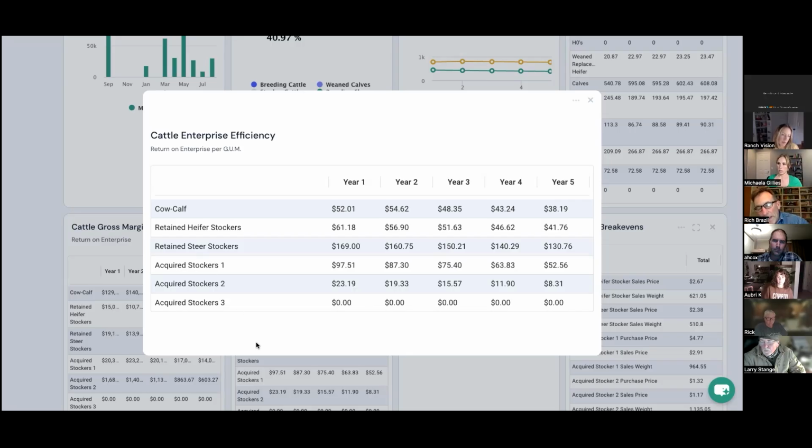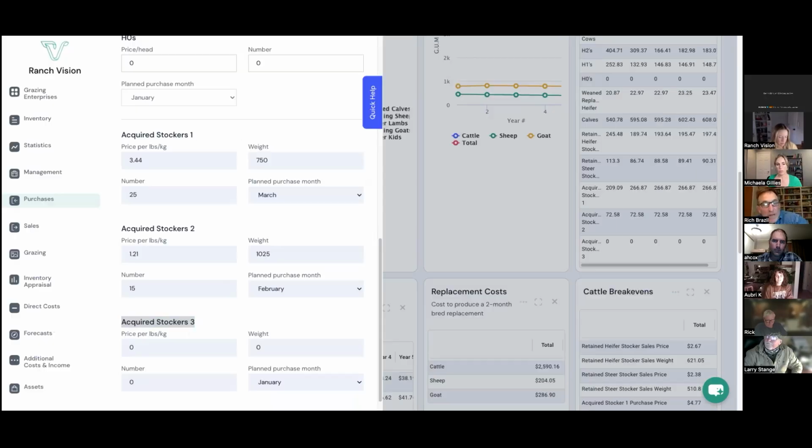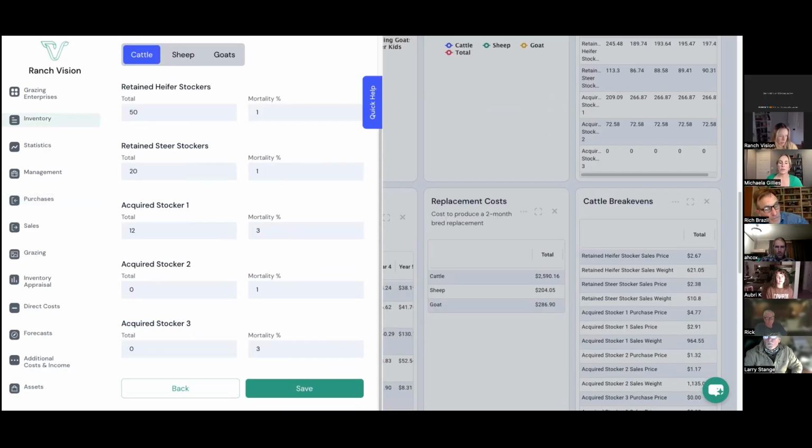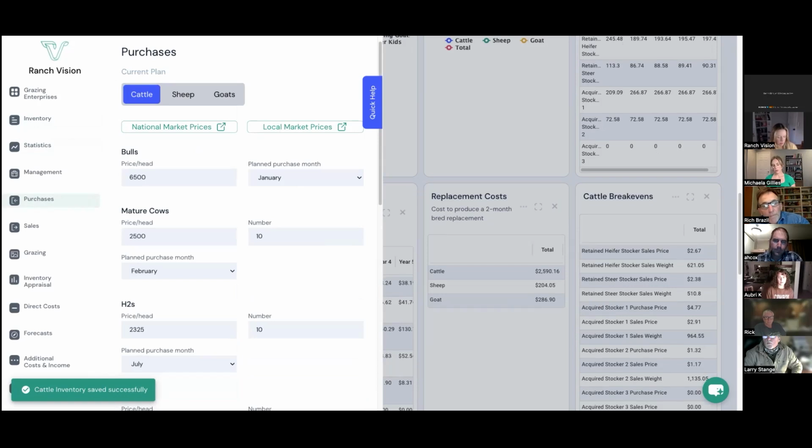Now you can directly compare your enterprises, and then you say, okay, I'm going to maybe lease this ground and get so many grazing units. What's the best way to employ that? Let's look at leasing out that grass. So go to inventory. Are you paying for death loss or no? No. Okay, so put 0. And then when do you get those animals? Let's do June. How many?